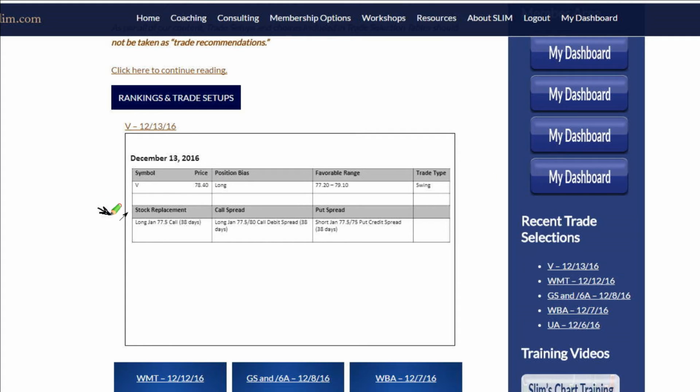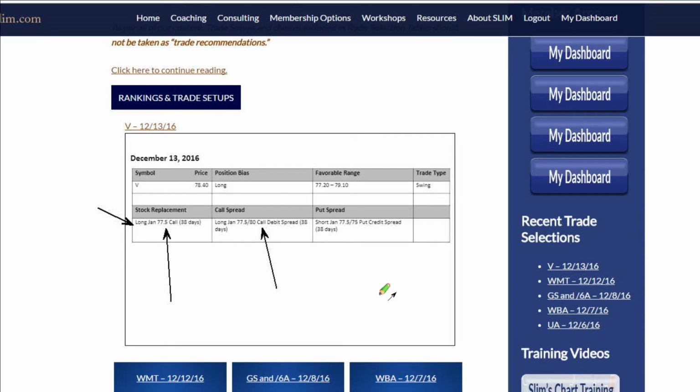So if you wanted to not buy the stock but do a stock replacement, then what we suggest in this particular model is that the January 77.5 call with 38 days to go can be a stock replacement. Generally, those are over 60 deltas and will move nicely with the stock with a much less use of buying power. If you wanted to do a call spread, this is our model for that, which is long the 77.5/80 call debit spread.